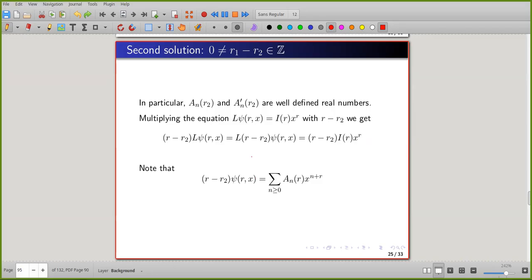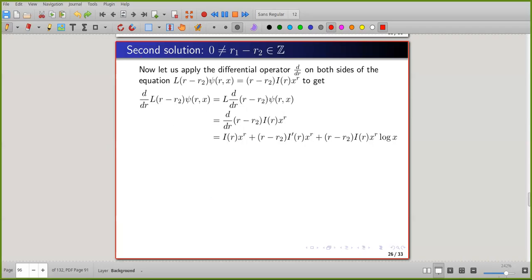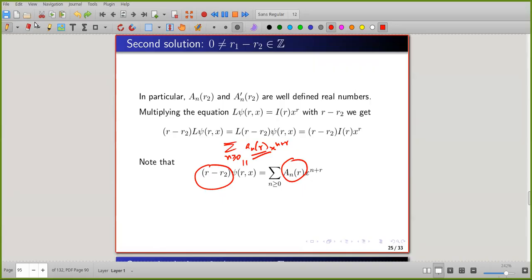Notice that this thing is equal to this thing because psi was equal to the summation n greater than or equal to 0 of a_n(r) x to the power n plus r. And by definition, this capital A_n(r) is obtained by multiplying (r - r2) with a_n(r). Right? So let's see.